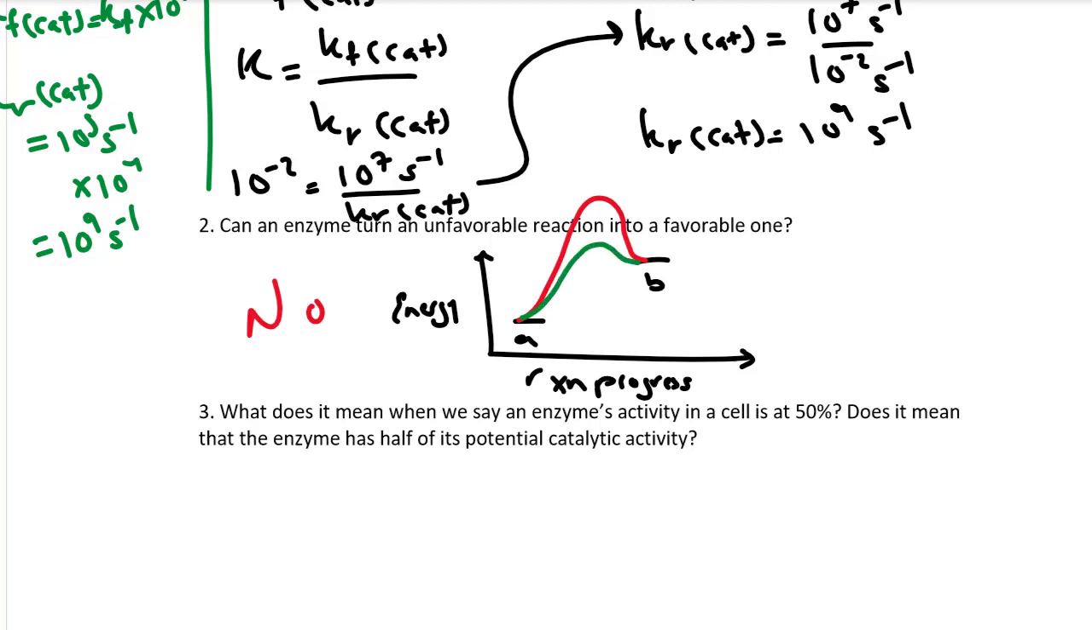If these are under standard conditions, the delta G standard has not been affected in any way, because the delta G standard is simply the difference between the levels of A and B, and that has not changed, right? Just the energy of activation has changed. So that's a big no to that question.